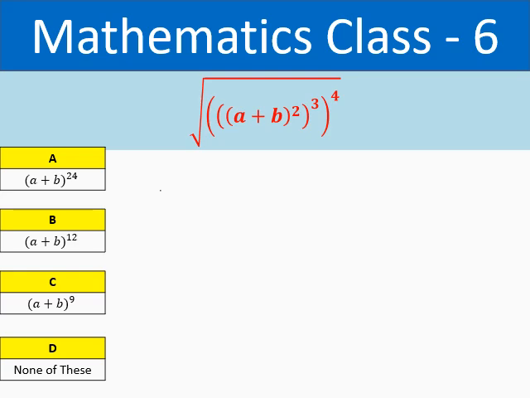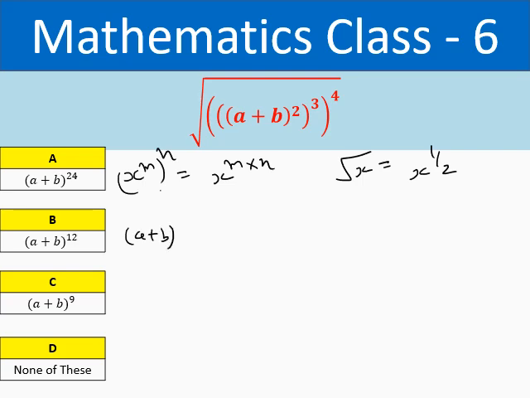Here we'll apply two laws of exponents. The first law is (x raised to m) whole raised to n is equal to x raised to m into n, and the second we'll apply is square root of x is equal to x raised to 1 upon 2. So now as per the first rule, we'll get (a plus b raised to 2) whole raised to 3 is equal to a plus b raised to 2 into 3. So we'll get a plus b raised to 6.